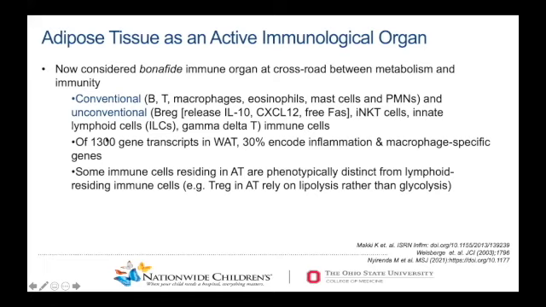In one study that looked at 1,300 gene transcripts in the white adipose tissue, up to 30% encode inflammation and macrophage specific genes. And as I alluded to, some of the immune cells that reside in the adipose tissue are phenotypically distinct from lymphoid residing immune cells. For example, Tregs that rely on lipolysis rather than glycolysis.